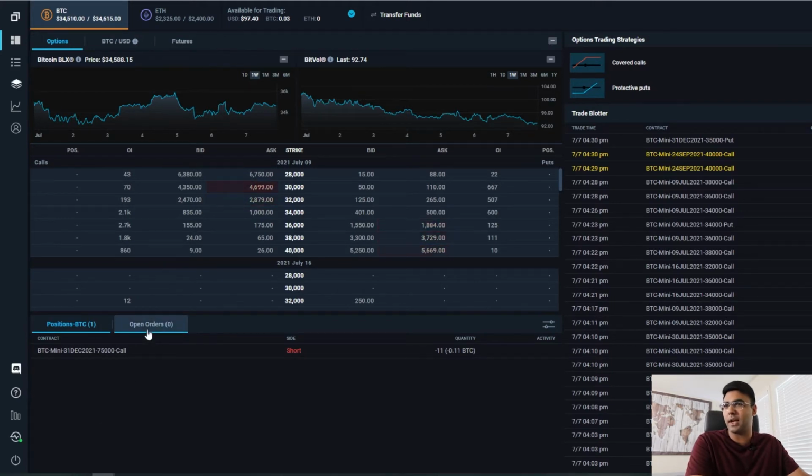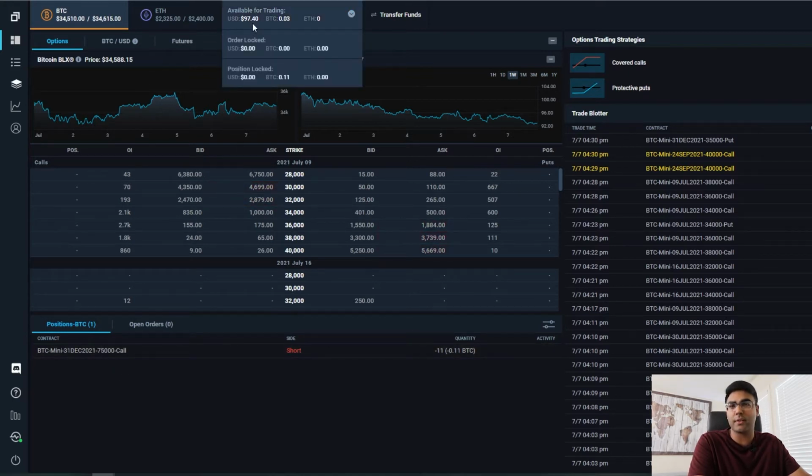Alright, so if we look back at this open orders, basically nothing's open. Positions BTC, now we're only open with the 75K call for December 31st and 11 contracts. So another thing I want to notice over here is basically USD is 97.4, aka $97.40. And if you look at the BTC that's locked up, it's only 0.11. And so essentially I do have 0.03 BTC in here that could be withdrawn or rolled into a different contract type of area. And so that's actually what we're going to do here now.